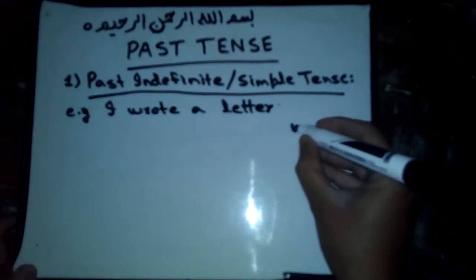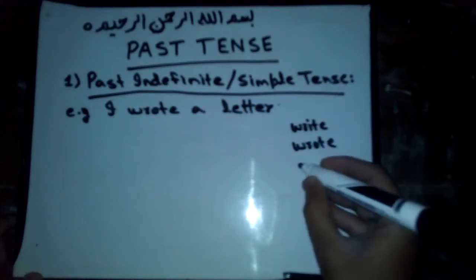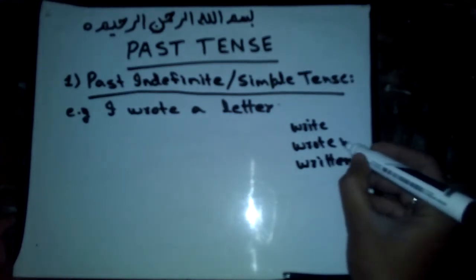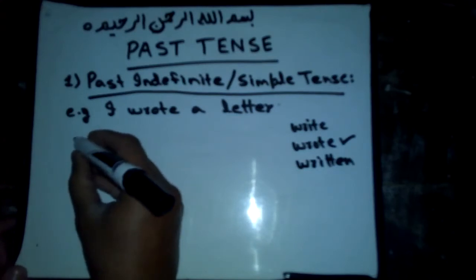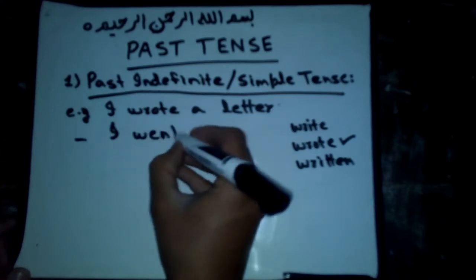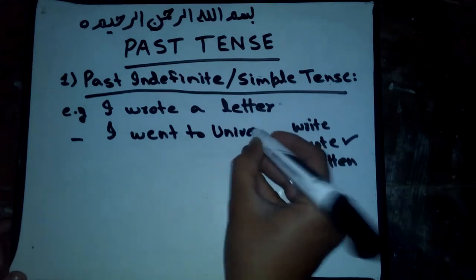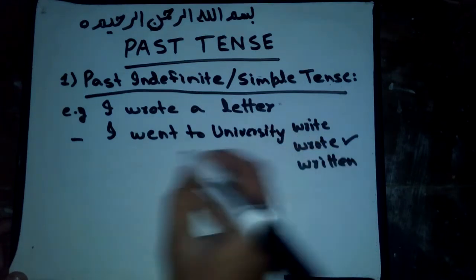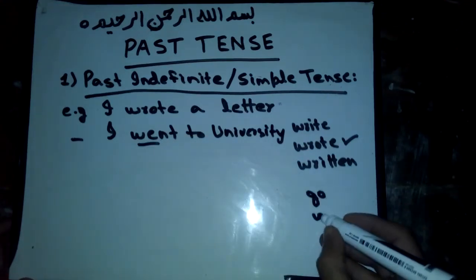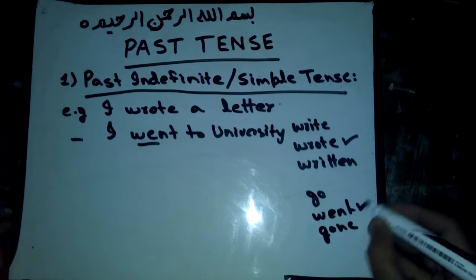Write has three forms: write, wrote, and written. I have used this second form. Other examples are, I went to university. I have used this second form. Go, went, gone. So I have used this second form.